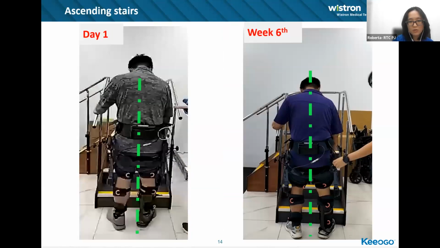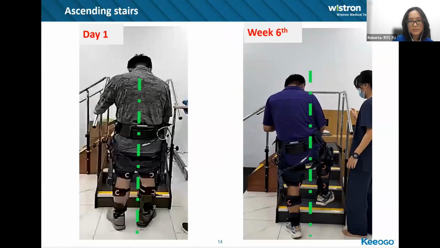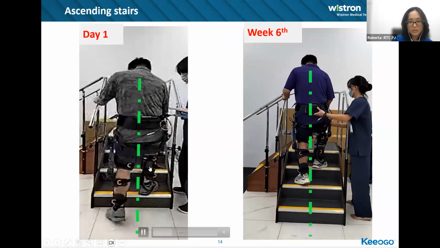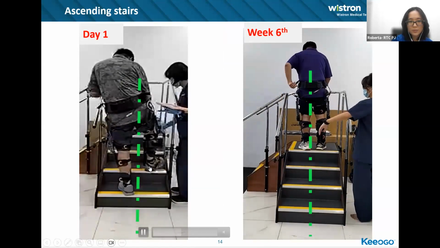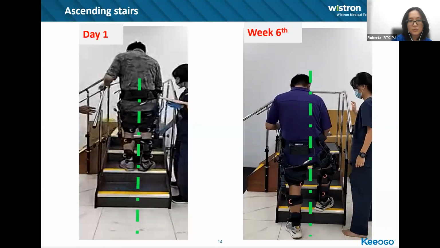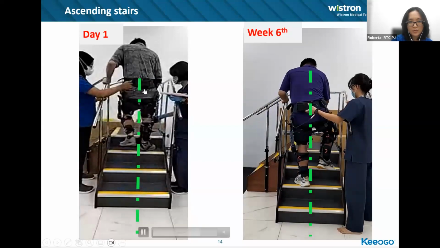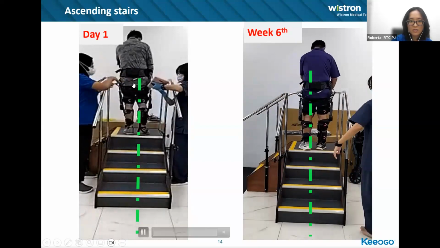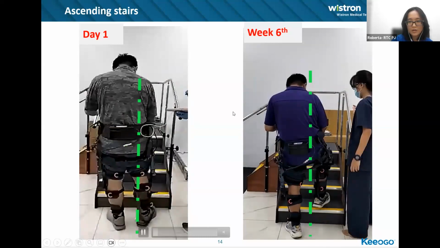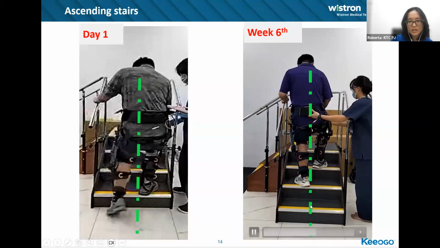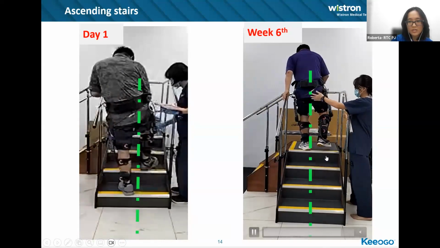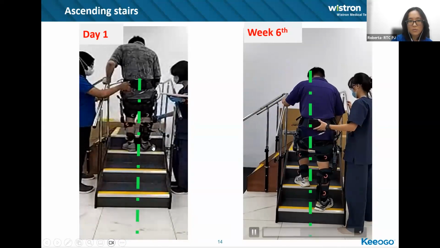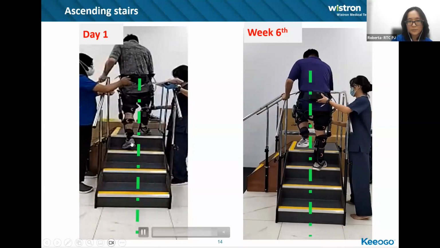We also use Keeogo for stair training. In the first session of the Keeogo stair training, the patient still finds difficulty to climb up the stairs. And you can see the trunk shape is leaning a lot on the left side. But after a few sessions of training, he can basically cross over the step. Even the stability is much better as compared to the first trial.